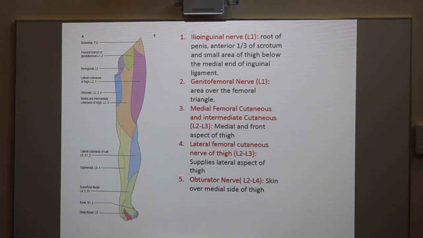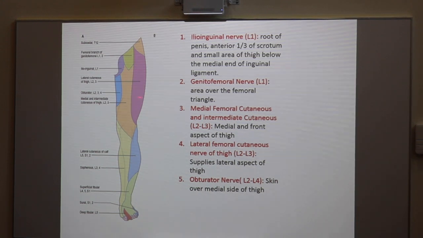Then we have this nerve, which is the obturator nerve. It supplies the medial aspect of the thigh. Can you see this blue area? This blue area is supplied by the obturator nerve. So the medial side of the thigh is supplied by the obturator nerve. It's a long nerve. Again, it is sensory and motor. So it is going to supply the medial aspect of the thigh, and it is also going to supply some of the muscles in the thigh.